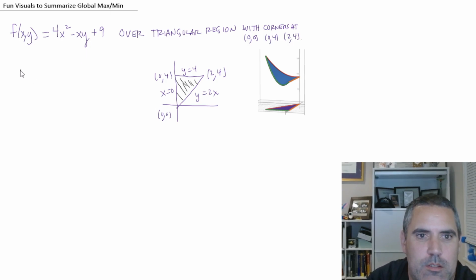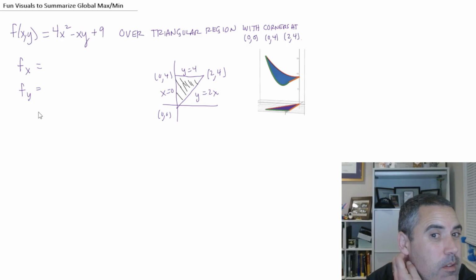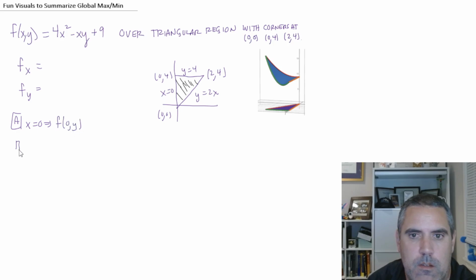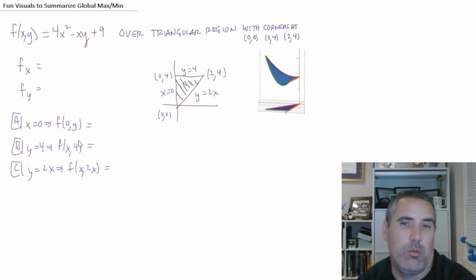Okay, so what are we going to do here? The partial with respect to x, the partial with respect to y. You're going to set those both equal to 0 and solve. You also are going to have to study when x equals 0, what happens in my surface? When y equals 4, what happens in my surface? And when y equals 2x, what happens on my surface? And for each one, you're going to do a one variable calculus problem.